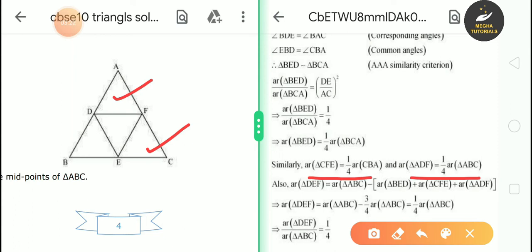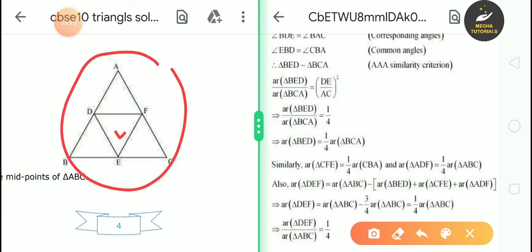Now please check in the diagram. Area of triangle DEF is nothing but area of full triangle ABC minus area of triangle BED plus area of triangle CFE and area of triangle ADF.